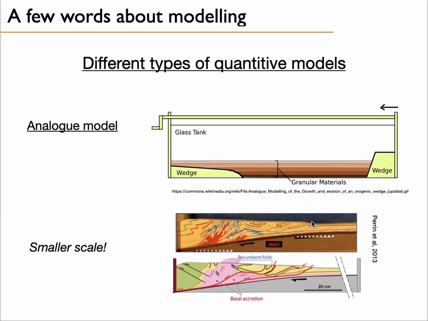For example, a fold and thrust belt, where you see thrust zones and exhumation of material coming from the base of the wedge here. So that's a smaller scale model. It's an analog model.